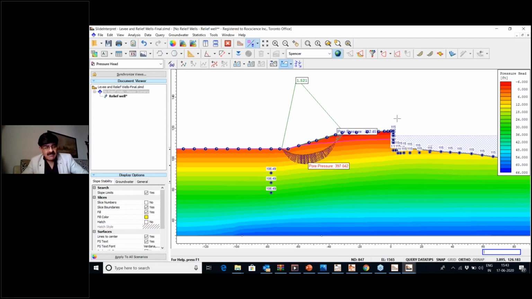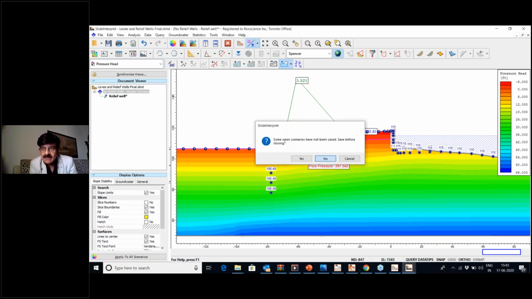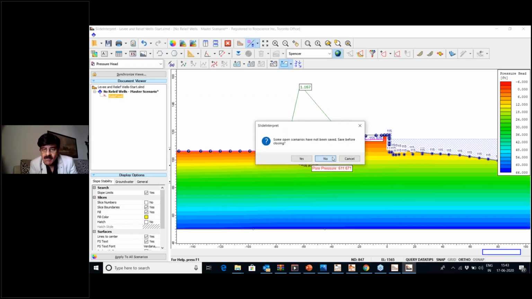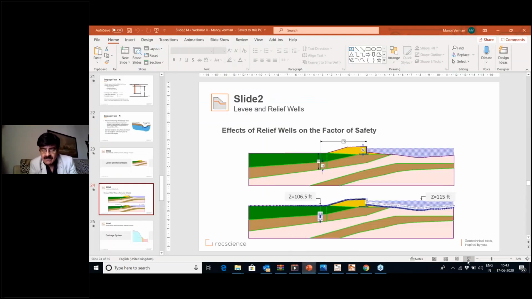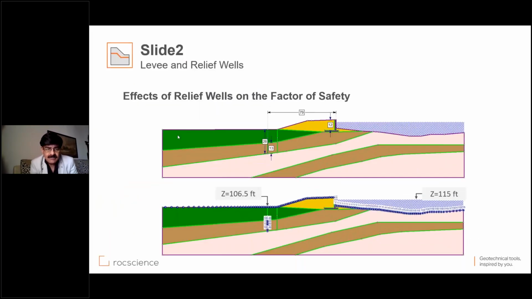So you have seen two examples here, and let's go to the presentation. Back to the presentation. Let me close these files, and so we go back to the presentation, which is here. So we've looked at the effect of relief wells on the factor of safety.